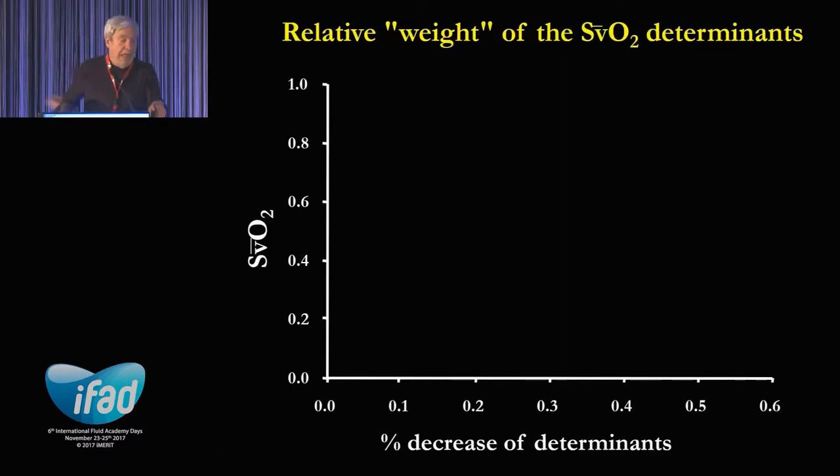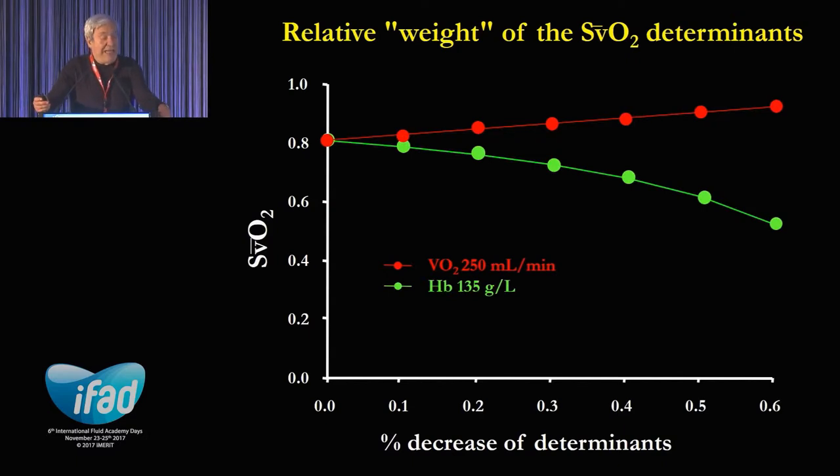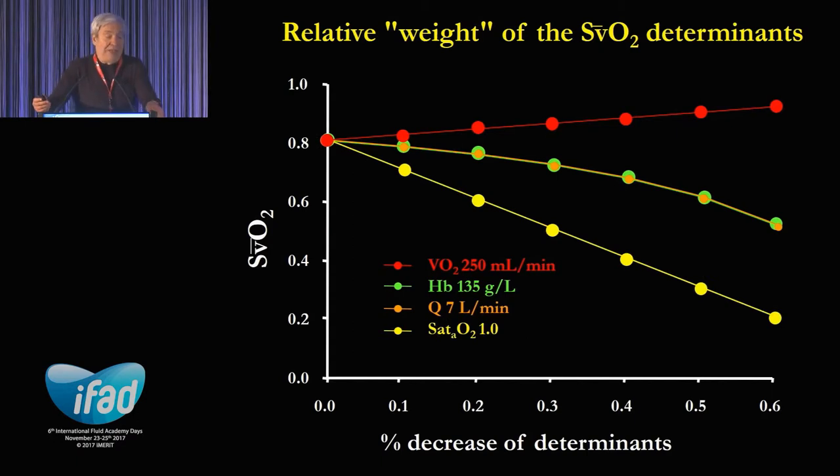Then, what is the relative weight? Let's see. I start with normal oxygen consumption, 250, and 80% SvO2. If I decrease the oxygen consumption by 10%, 20%, 30%, this tells you how much the SvO2 goes up. And the same happens with a decrease of hemoglobin, and a decrease in cardiac output, numerically in the same percent. That is what decreases the saturation, and you have a linear relationship.